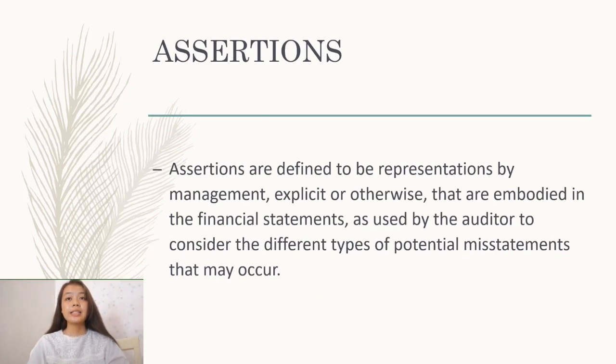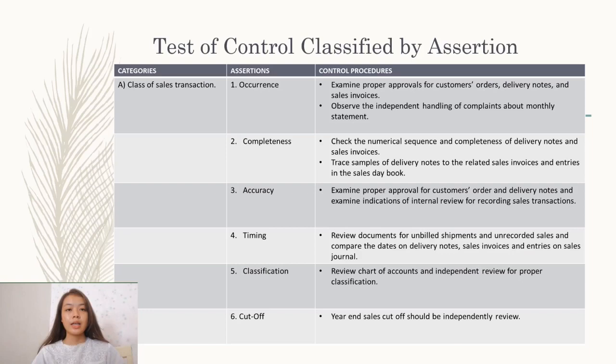The next thing is assertion. Assertions are defined to be representations by management, explicit or otherwise, that are embodied in the financial statement and are used by the auditor to consider the different types of potential misstatement that may occur in the organization. Okay, types of control can be categorized into three, which are the sales transaction, cash receipt, and account receivable.